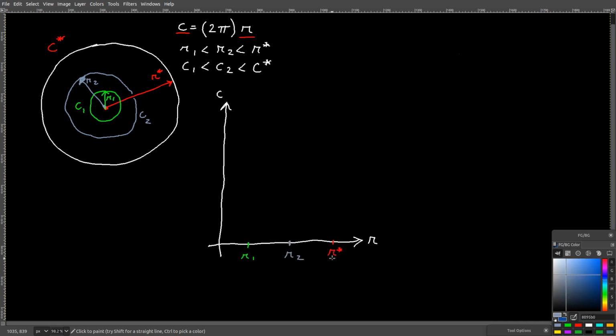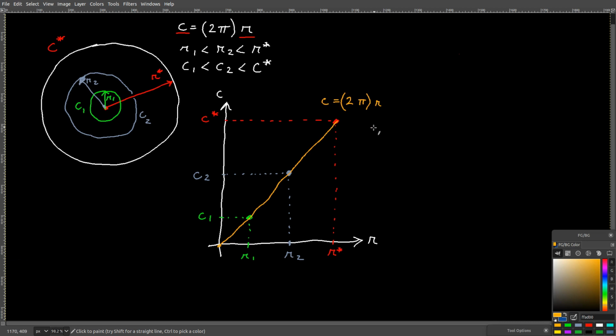For each value I pick on the horizontal axis, the corresponding circumference for that r can be represented vertically on this graph. And so essentially, I will have a straight line if I connect these dots. This is just a graphical representation of this mathematical relationship c equals 2 pi times r.